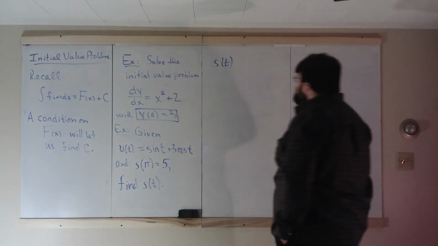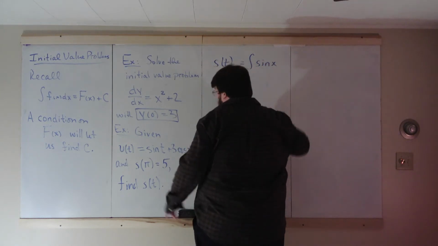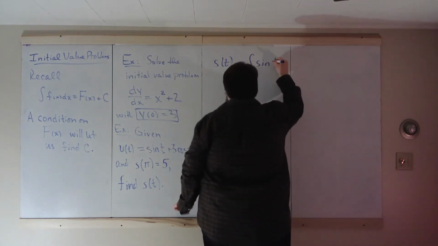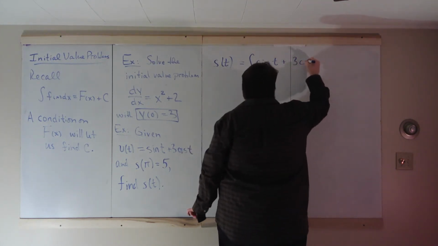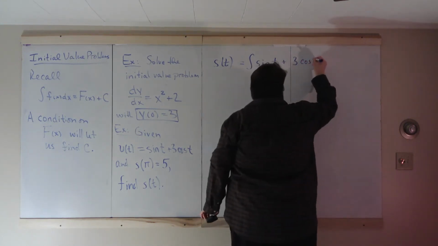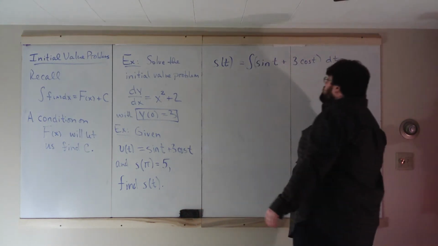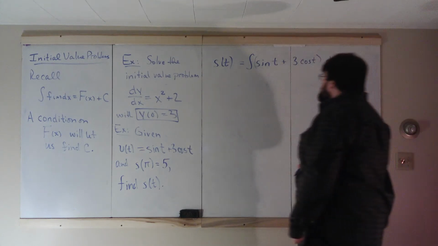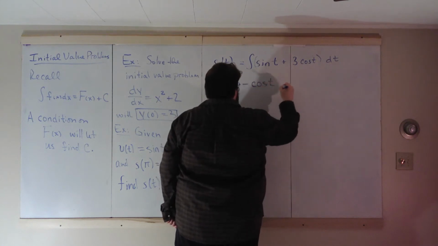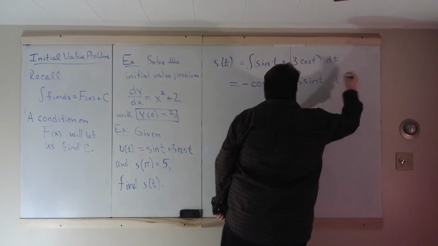So s of t is the indefinite integral of the velocity function, sine of t, not x, plus 3 cosine of t, integrated with respect to t. And what do we get? Well, we need a function whose derivative is sine. So that would be what? Negative cosine plus 3 sine of t plus c.